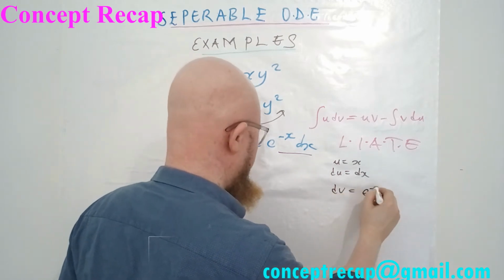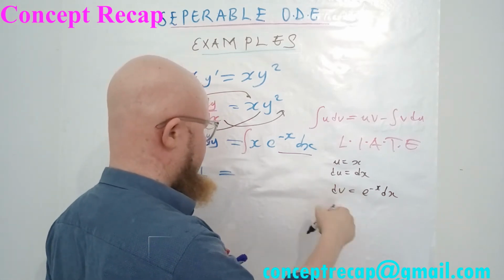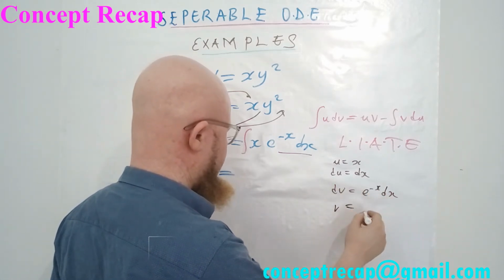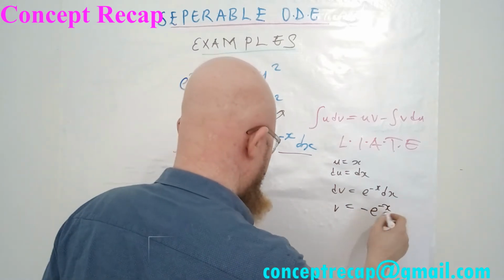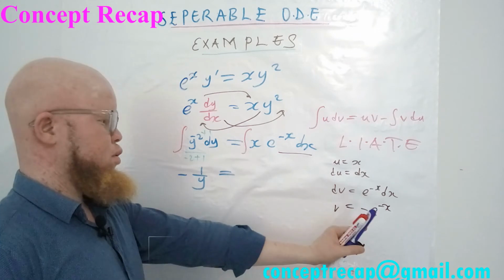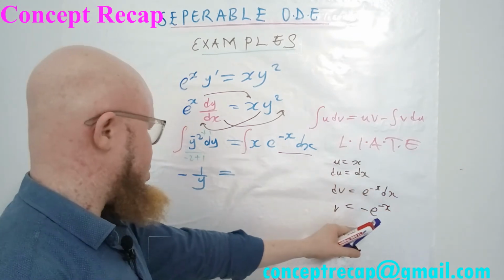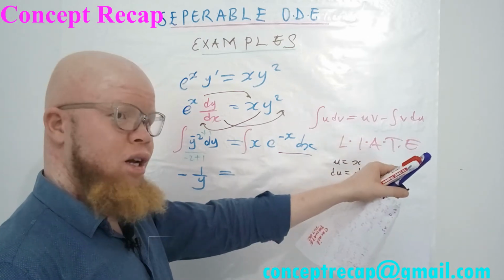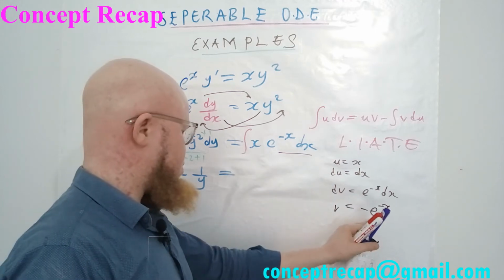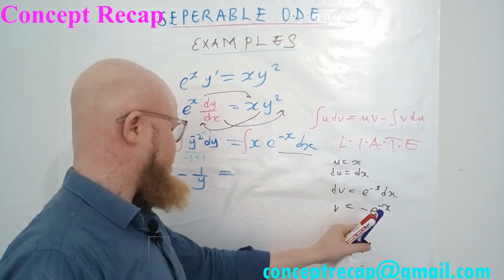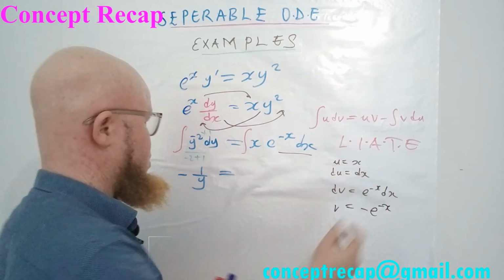dv will be e to the minus x dx, and therefore, v, you integrate. So if you integrate this, it should give you minus e to the minus x, like that. Because if you differentiate e to the minus x, it will be e to the minus x, and it's chain rule. So you differentiate the inside, it will be minus 1. So this minus and that minus will cancel, then it will give you positive. So we are correct.